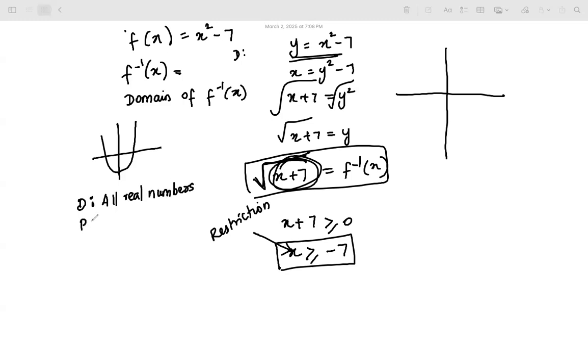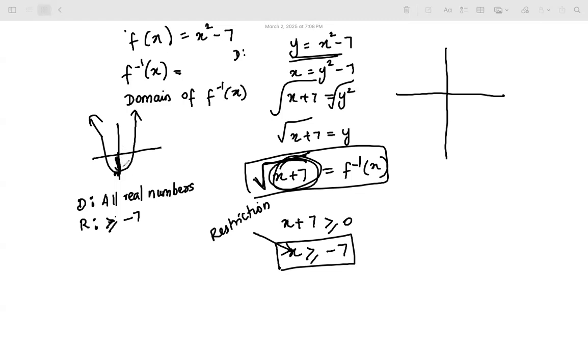Your range is what? Seven and above, right? Minus... greater than or equal to minus 7. Correct? But isn't negative 7 an x value? Oh, I'm sorry, I'm confusing it. No, what are you saying? This is all real numbers, right? Domain. No, the range isn't negative 7 the x value. Negative 7 is a y value, right?